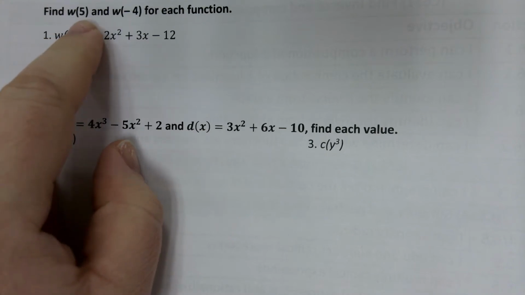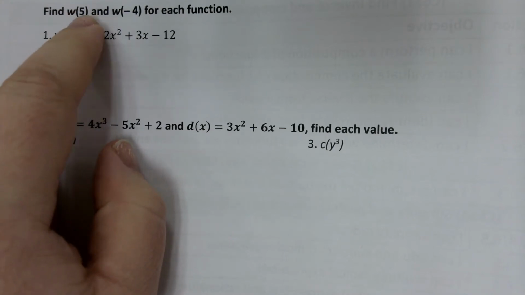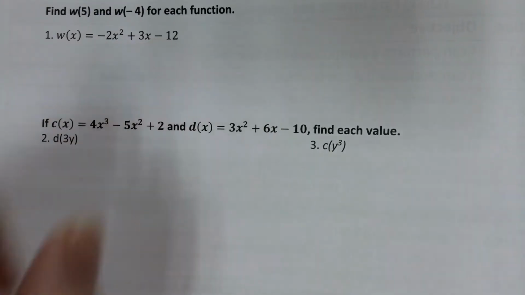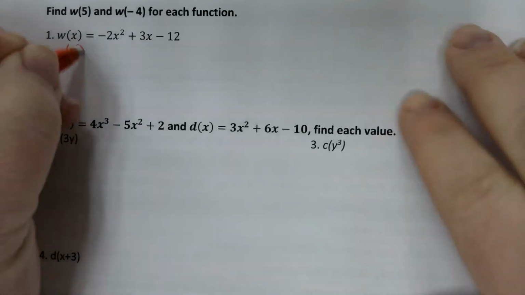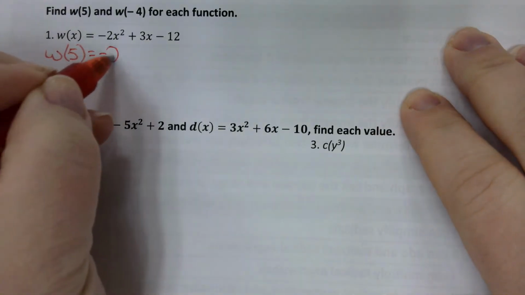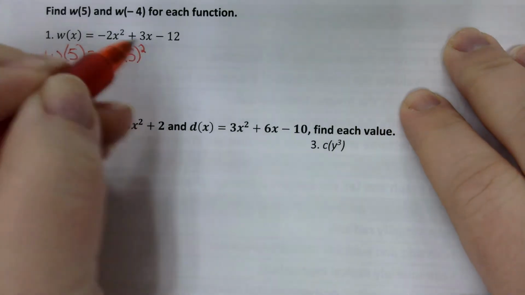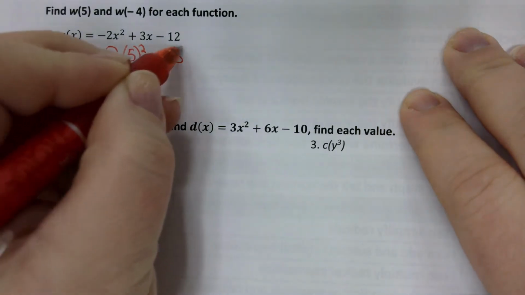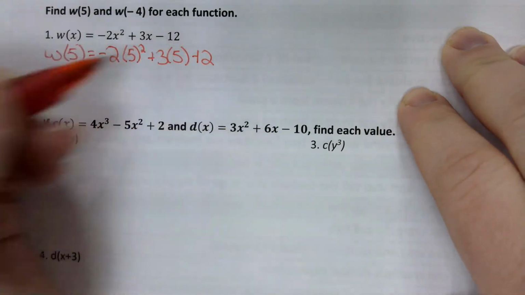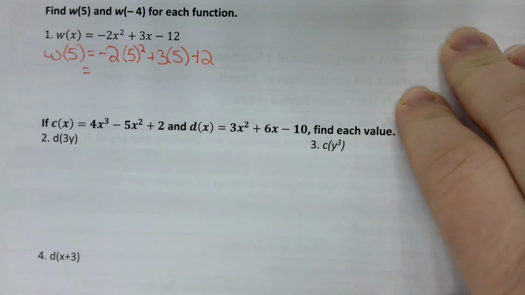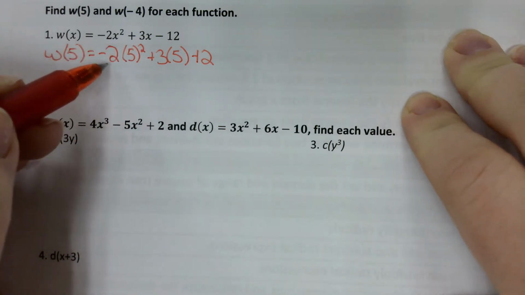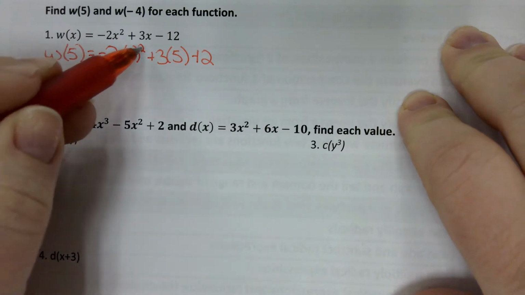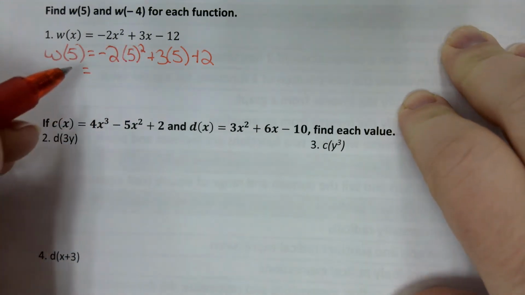So when we say w of 5, what we're going to be doing is replacing that x with 5 throughout the rest of the problem. So w of 5 would equal -2 times 5 squared plus 3 times 5 minus 12. Now I am going to work this one out by hand just to remind us of our order of operations. So we have to square the 5 first. We cannot multiply the 5 by the number in front until we have done the square or the exponent first.